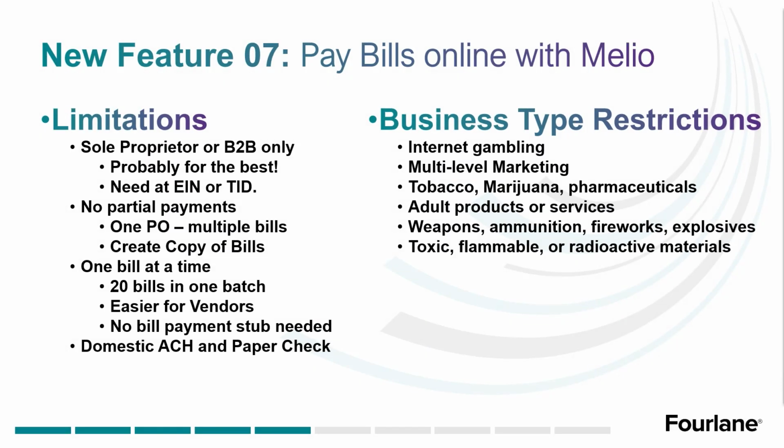And then here we have our limitations. So you guys can read through some of the limitations. Has to be sole proprietor or business. No partial payments. So some solutions here have one PO and have multiple bills, create copies of bills, one bill at a time, and domestic only. And there are some restrictions.